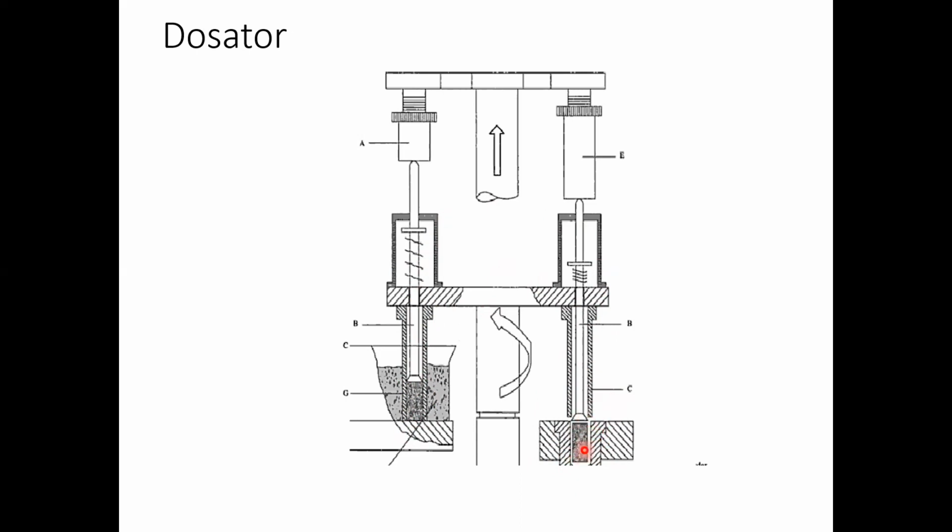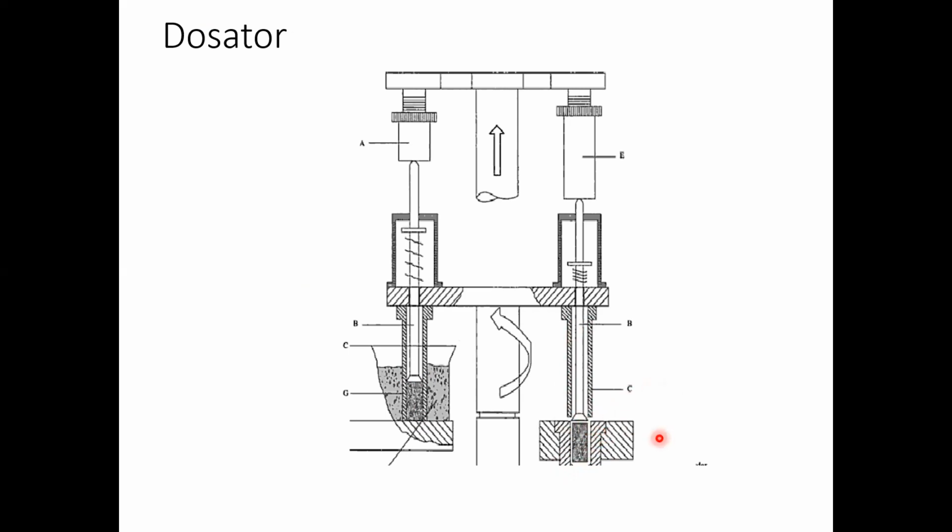The powder plug is ejected. So this is the powder plug which is ejected into the capsule body by the moving piston. The piston is forcing the plug to enter into the capsule body. So this is the ejection stage. Here the plug is ejected into the capsule body, after which the capsule is closed.